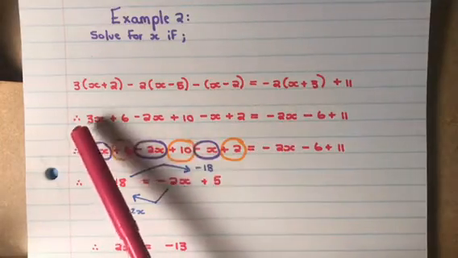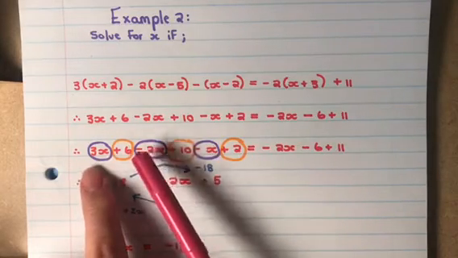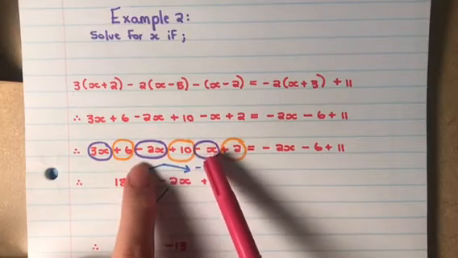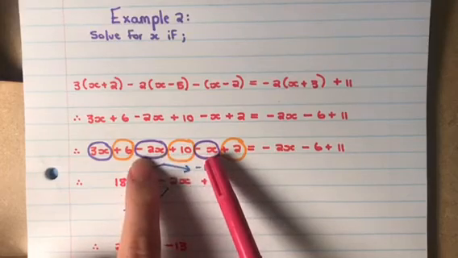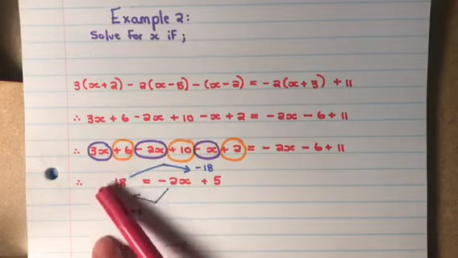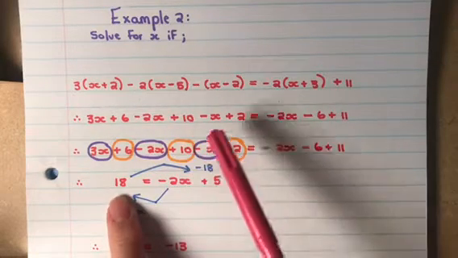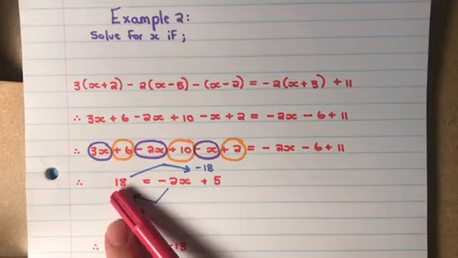Okay, so I highlighted all the like terms for you. 3x minus 2x minus another x. So 3 minus 2 is 1x. 1 minus 1x falls away. So there's nothing left, no x's on this side. 6 plus 10 is 16, plus 2 is 18.